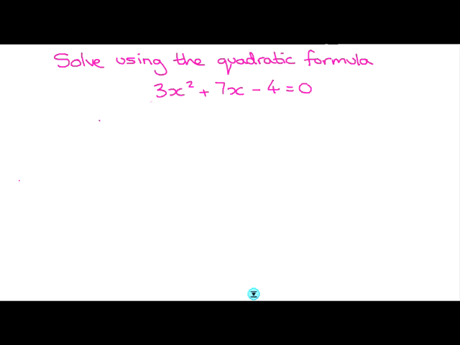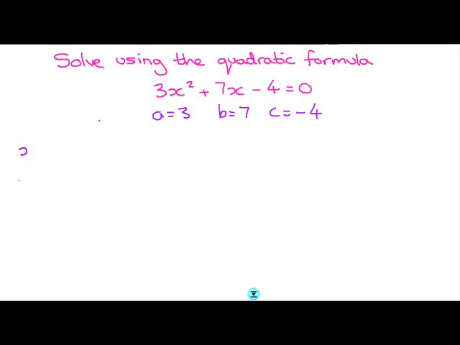Hi there guys. Now this time, rather than solving a quadratic equation by completing the square, we're going to use the formula, which we've just proven how to do by completing the square. So you should remember that you have to label the coefficients. So we have A is 3, B is a positive 7, and C is negative 4.